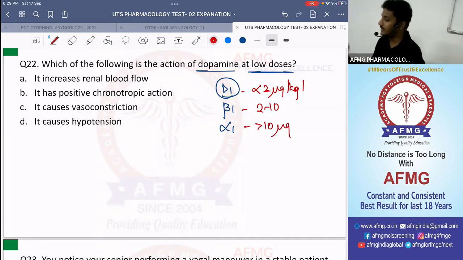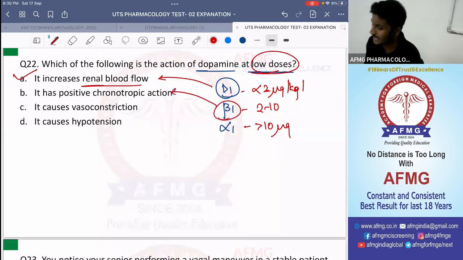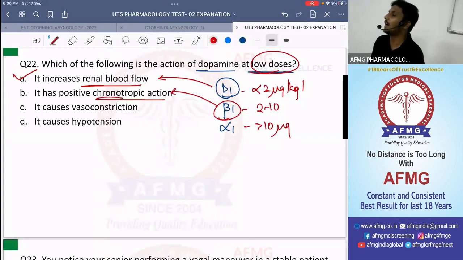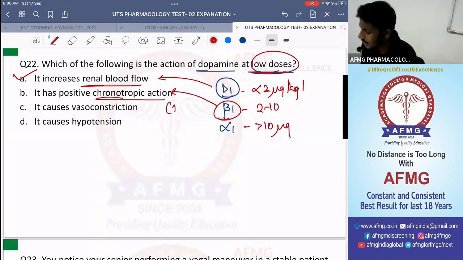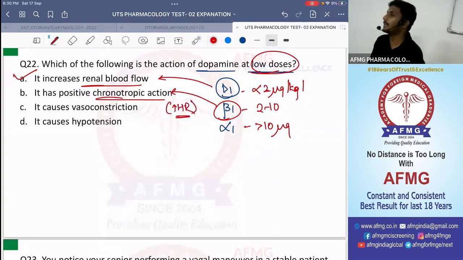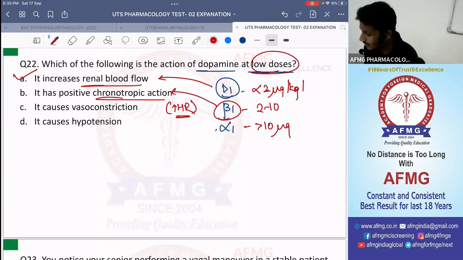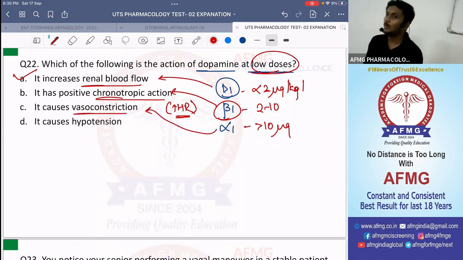No issues with this. When it acts on D1 receptors at low doses, that will increase the renal blood flow, because these D1 receptors are present on the blood vessels of your kidney, and therefore as these D1 receptors are stimulated, there is vasodilation in the kidneys that will increase the renal blood flow. When beta 1 receptors are stimulated, that will increase the chronotropic action of the heart. Chronotropy is nothing but an increase in the heart rate, so that would lead to an increase in the heart rate of the patient. And when alpha 1 receptors are stimulated, that will lead to vasoconstriction. No issues with this, anybody?